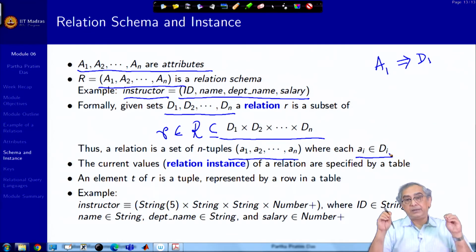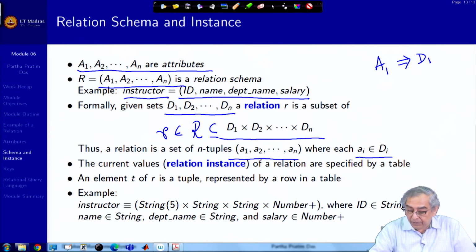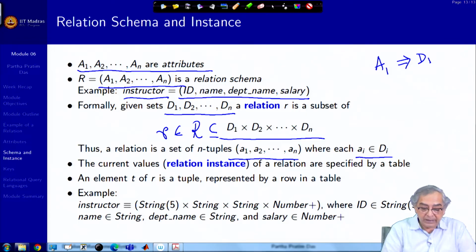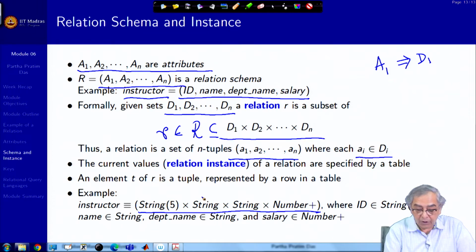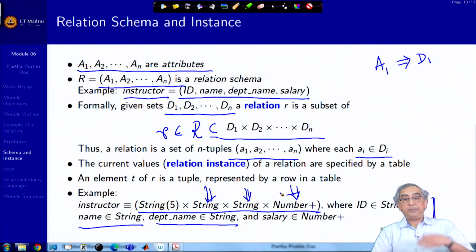The relational instance would be the table of actual set of values. For example, for the relational schema here, I said that instructor is actually a schema of string 5. By string 5, I mean string of length 5, because IDs have to be of length 5. Then a string, which is the name of the instructor, a string again, which is the name of the department, and a number plus, which means one or more numbers in sequence, a numerical value, which is the salary. Right. So that is the basic correspondence.